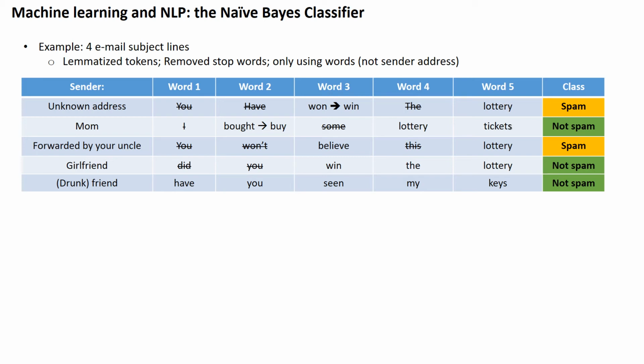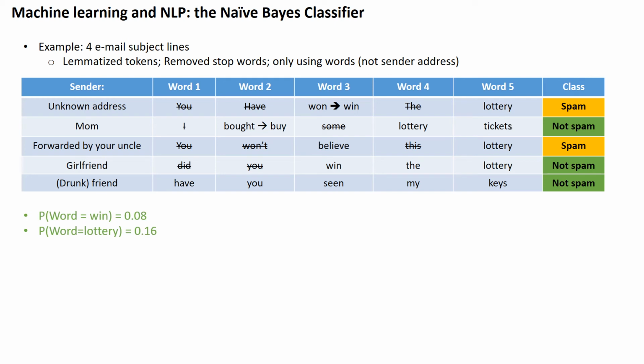Then an email of your girlfriend. It says, "Did you win the lottery?" No, I'm sorry, I didn't win the lottery, but it's not spam. And then a drunk friend of yours has sent you an email with the subject line, "Have you seen my keys?" He has lost his keys when obviously he was drunk at your home. Also not spam. Now, can we use this data to estimate the probability that some new email that will arrive in our inbox is spam or not? Well, yes, we can.